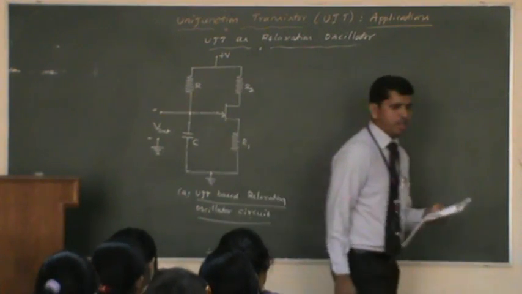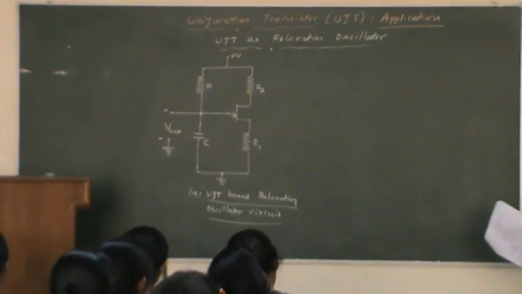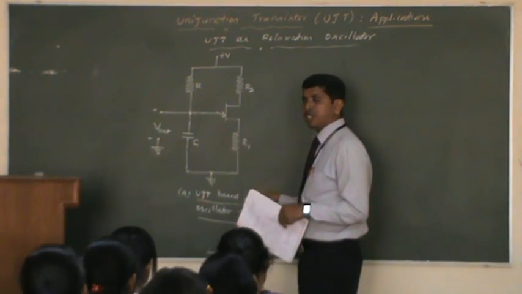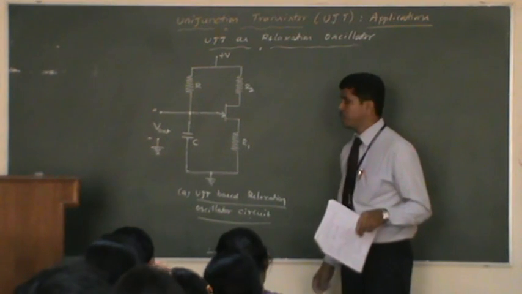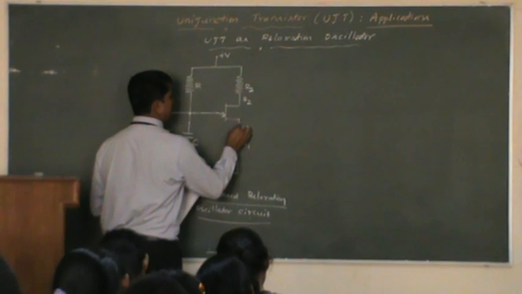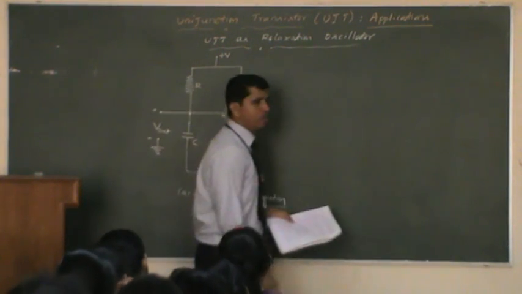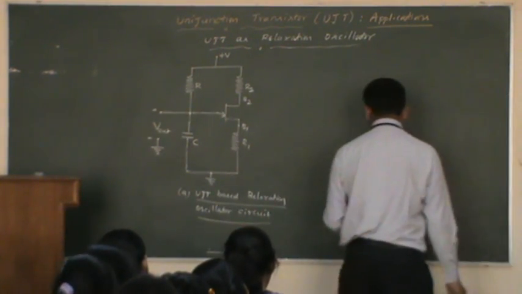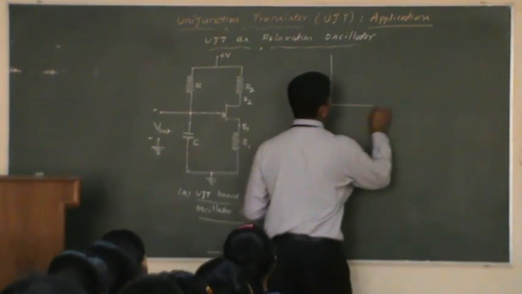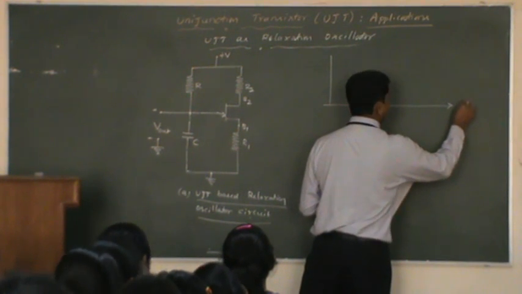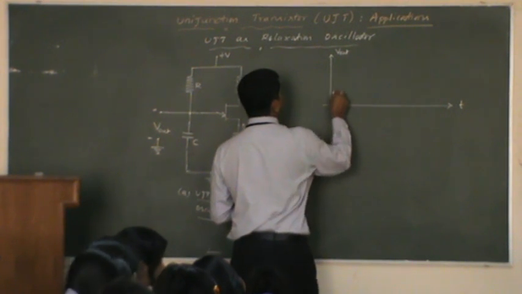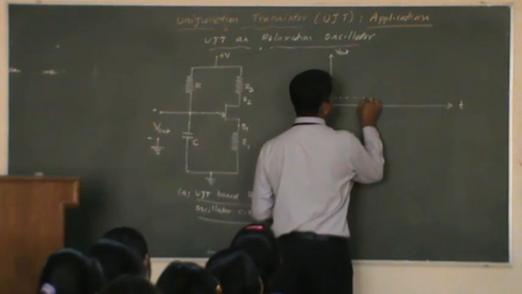This is the UJT based relaxation oscillator, which you can see there is a resistor here, capacitor, and of course there are two more resistors across the base terminals B2 and B1. B2 is the upper base terminal, the lower one will be the base terminal B1. Waveforms generated by this circuit are shown here. This is a waveform across the capacitor.